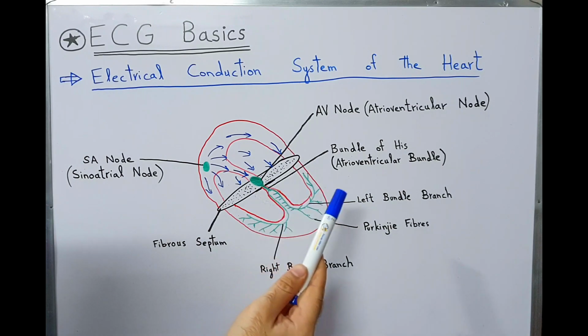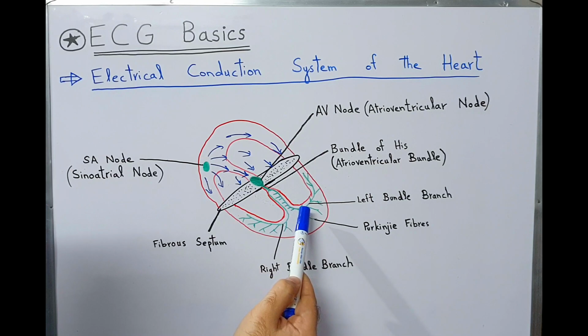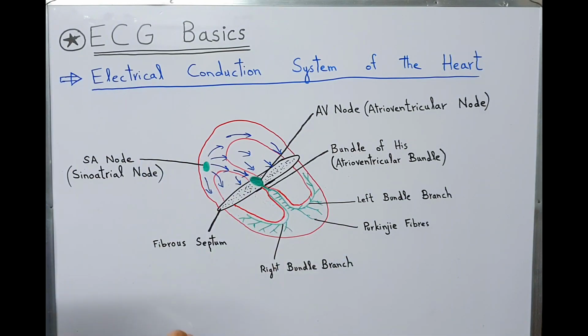After the AV node, the current enters the bundle of His. The bundle of His then divides into right and left bundle branches, which in turn give Purkinje fibers. So this is the conduction system of the heart, through which current passes from the SA node to Purkinje fibers through the whole of the heart in one cardiac cycle.